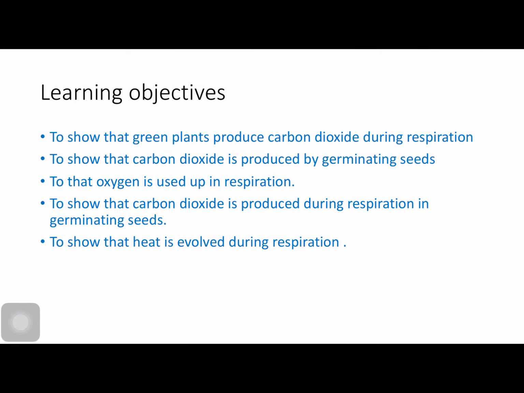We will learn that green plants can produce carbon dioxide during respiration. The first experiment will prove that. In the second experiment, we will see that carbon dioxide is produced by germinating seeds. In the third experiment, we will see that oxygen is used up in respiration. In the fourth experiment, we will see that carbon dioxide is produced during respiration in germinating seeds.